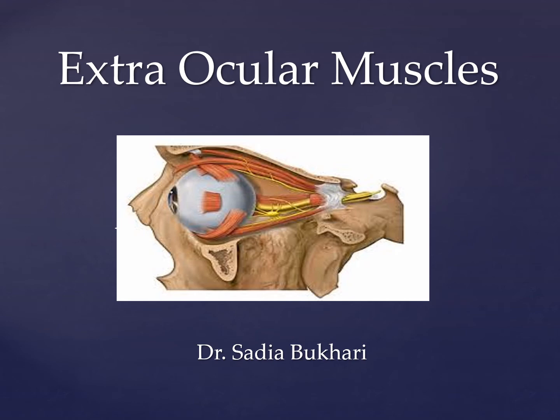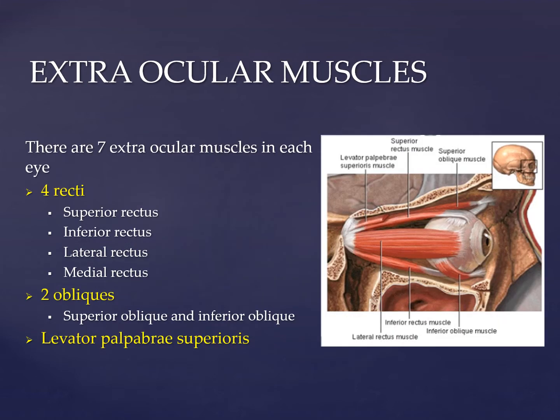Welcome to the new class, and today we will continue the topic of strabismus, and today's topic is extraocular muscles. There are 7 extraocular muscles in each eye: 4 recti, that is superior rectus, inferior rectus, lateral rectus and medial rectus, 2 obliques, superior oblique and inferior oblique, and 1 levator palpebrae superioris.